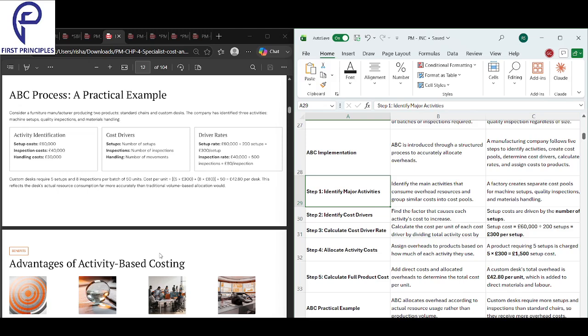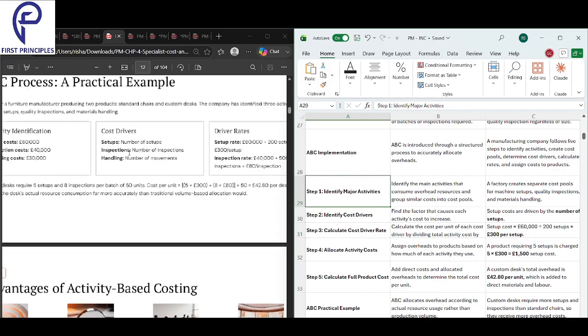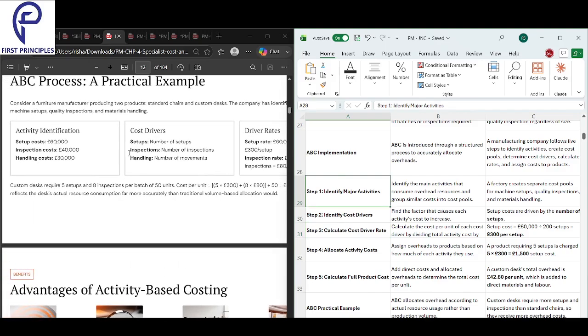Handling cost total 30,000. How many handlings did you do? Whatever number, 10 handlings you did. Per handling cost we found out. So finding the per unit cost is your step 3. Calculate the rate. That is your per cost driver rate. First you find out the major activities. Let's look into the example. What are the 3 major activities here? Yeah, Aditi, what are the 3 major activities? Activity identification.